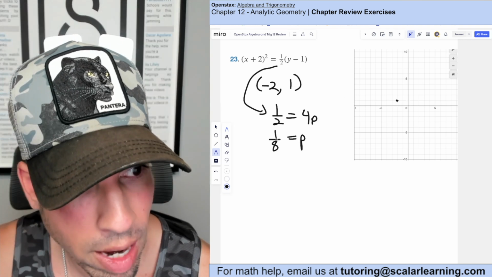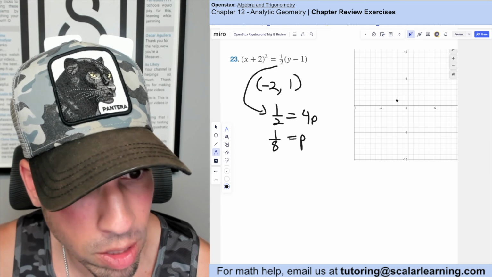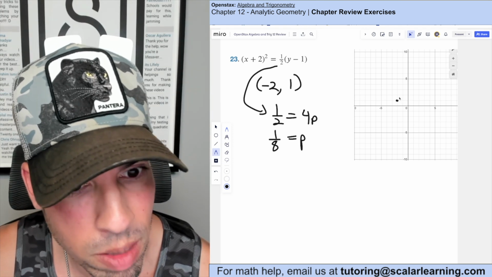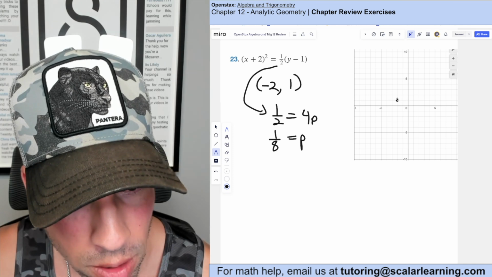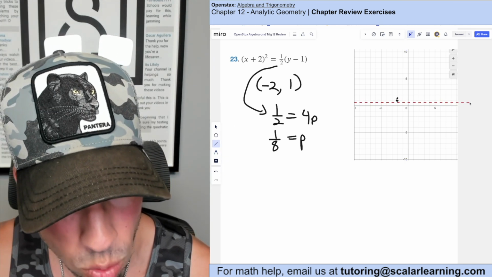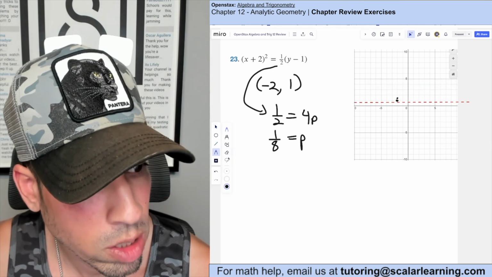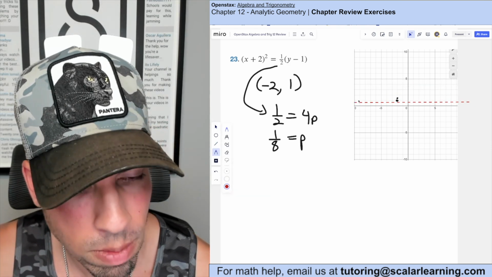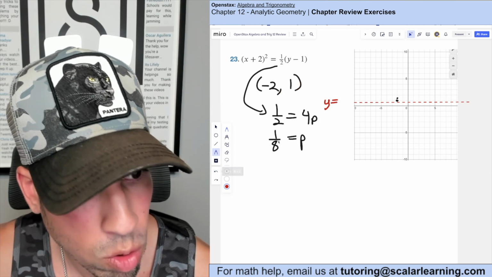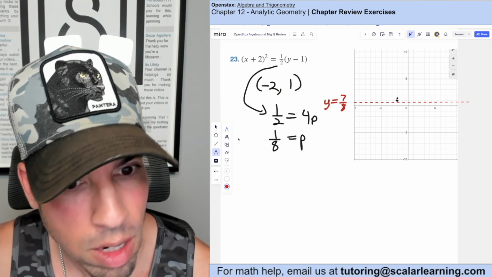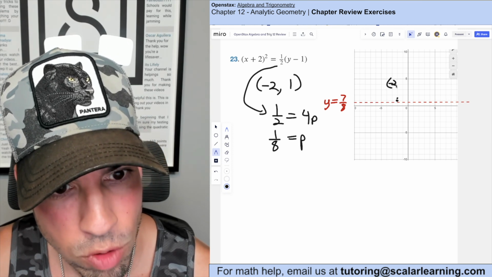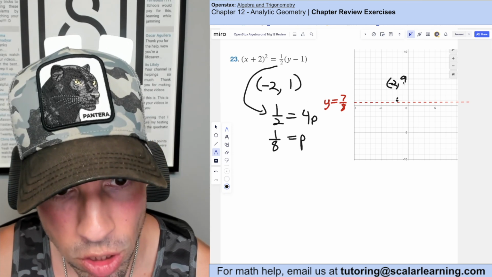And because it's 1/8, and because this is a positive value, we know that the focus is going to be 1/8 above this. Let's say roughly right there. And then the directrix is going to be 1/8 below it. I know this is really tight quarters. It's going to be down here. So what is my actual directrix line? It's going to be y is equal to 1/8 below 1, which is 7/8. And then my focus up here is going to be negative 2, 1/8 above 1, which is 9/8.